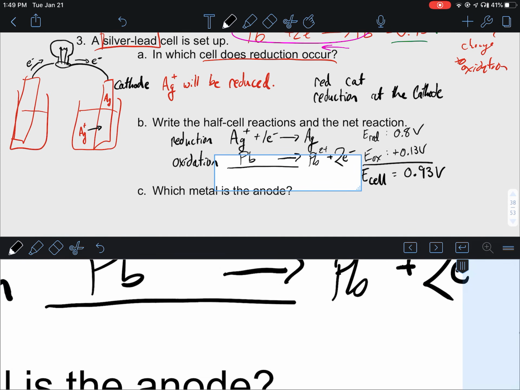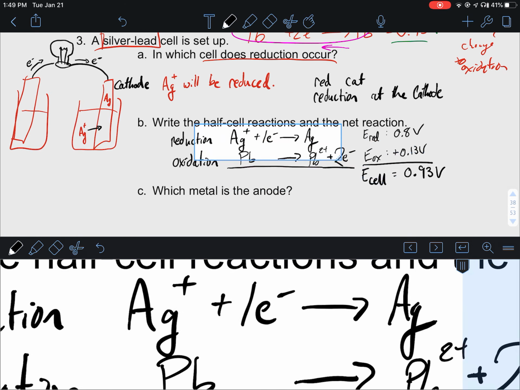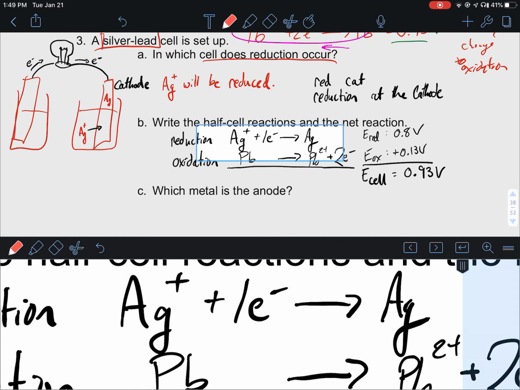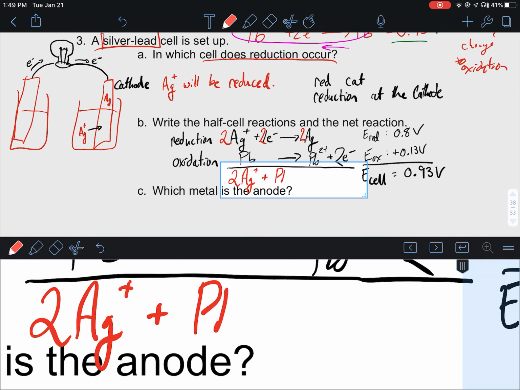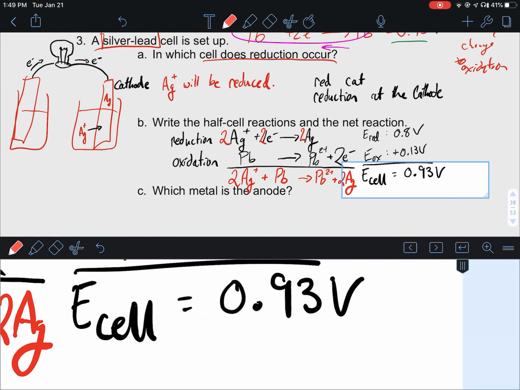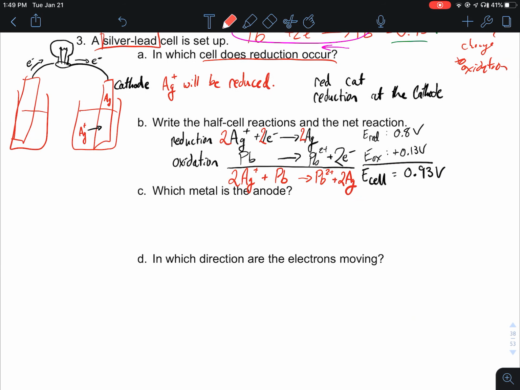And the net reaction of these two, which is not dependent on how many times the reaction occurs, is going to have to be multiplied for the silver so I can balance out the electrons. And I'm going to get 2 silver ions plus 1 lead produces 1 lead ion plus 2 silver metals. And those electrons cancel out because we have 2 electrons on both sides: the silver using 2 electrons, the lead producing 2 electrons.